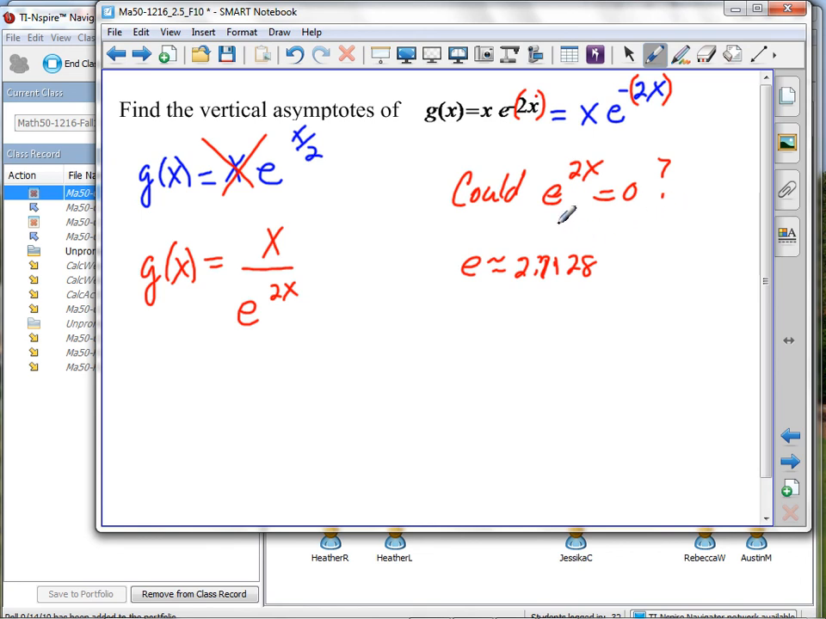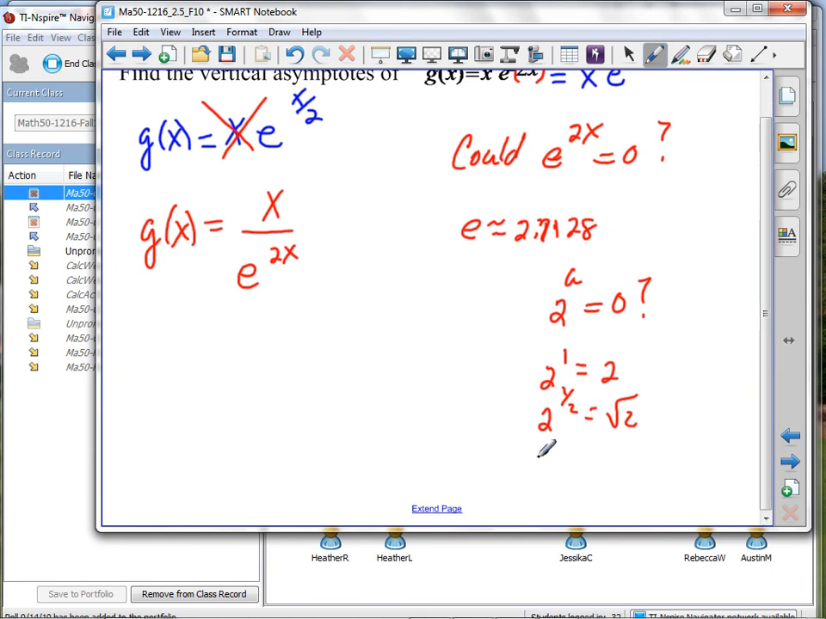Okay. It's approximately that. So let's look at an easier problem. Let's say it's 2 to the a power. Could that ever equal 0? If I have 2 to the first power, I've got 2. If I have 2 to the 1/2 power, I've got the square root of 2. If I have 2 to the 0 power, what is 2 to the 0 power?